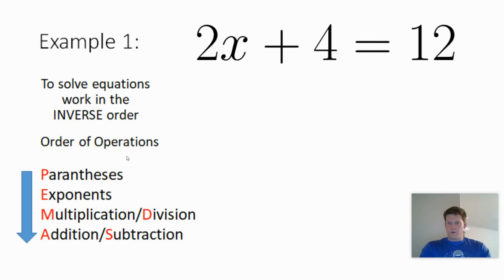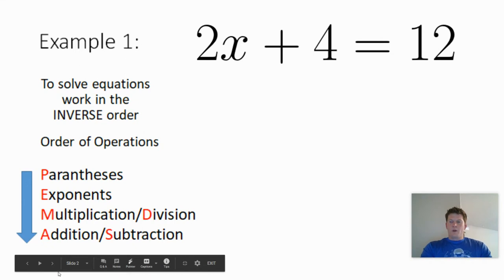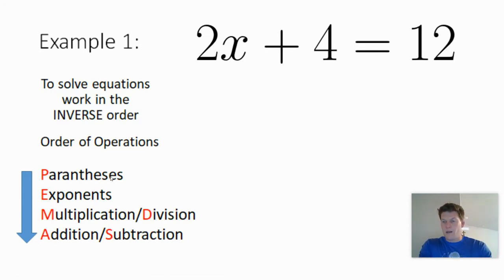So we all know this order of operations, the parentheses, exponents, multiplication, division, addition and subtraction, that PEMDAS. Well, now we're doing the opposite. We're going to look for first addition and subtraction and get rid of those. Then we're going to look for multiplication, division, get rid of those. If we see any exponents, we get rid of that. And then if we see any parentheses, we save that all the way till the end.